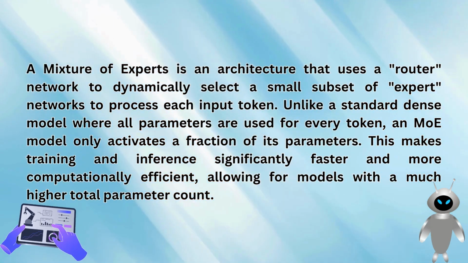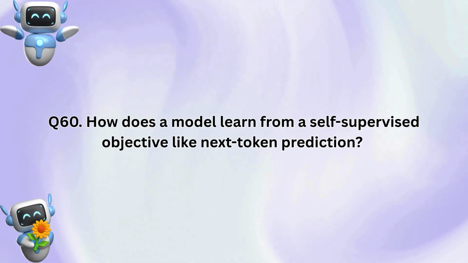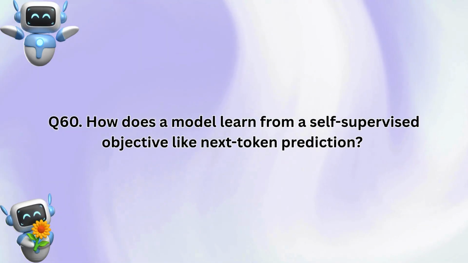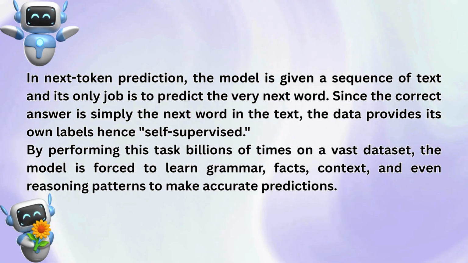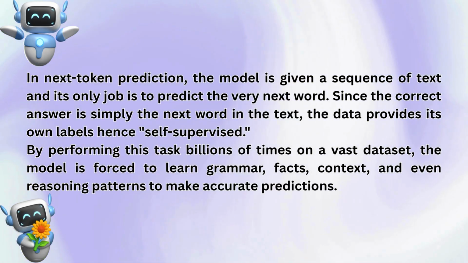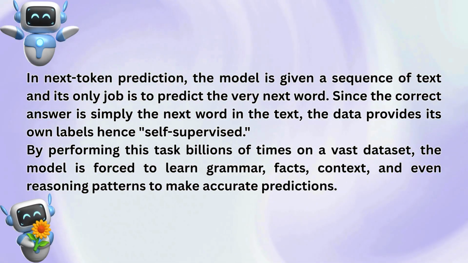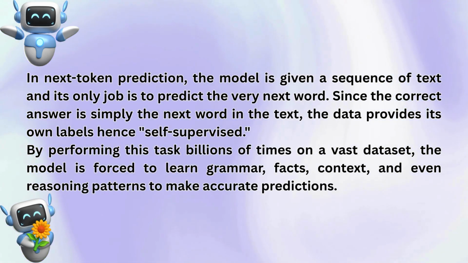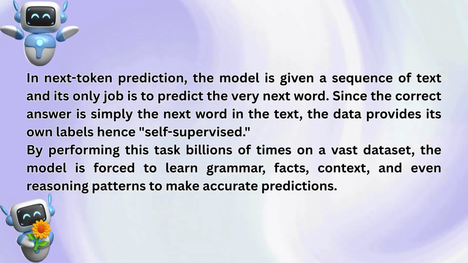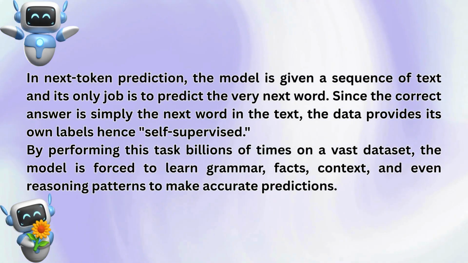higher total parameter count. How does a model learn from a self-supervised objective like next token prediction? In next token prediction, the model is given a sequence of text, and its only job is to predict the very next word. Since the correct answer is simply the next word in the text, the data provides its own labels, hence self-supervised. By performing this task billions of times on a vast data set, the model is forced to learn grammar, facts, context, and even reasoning patterns to make accurate predictions.